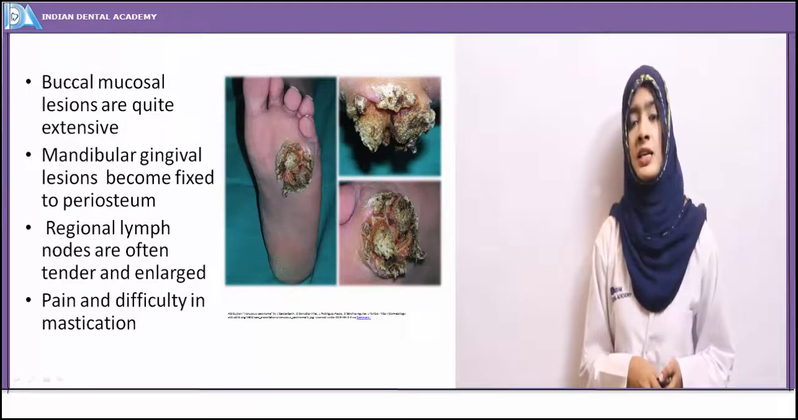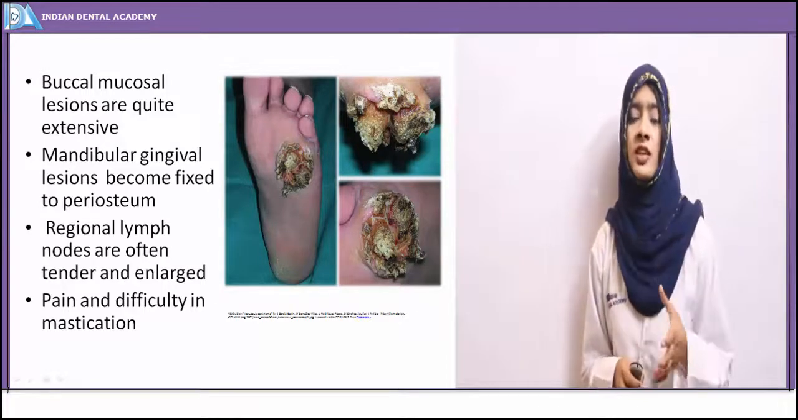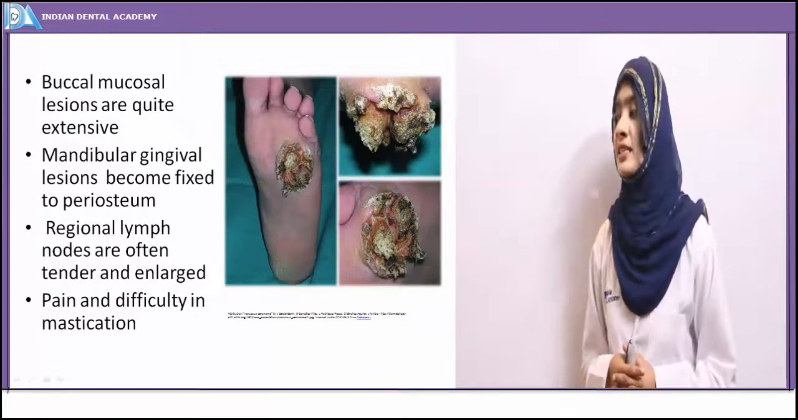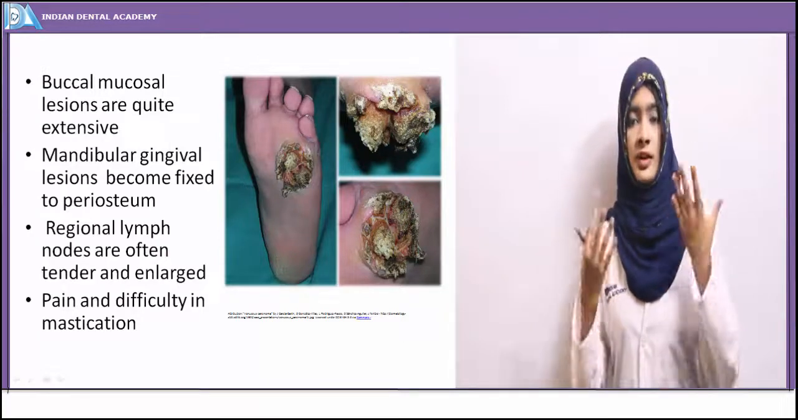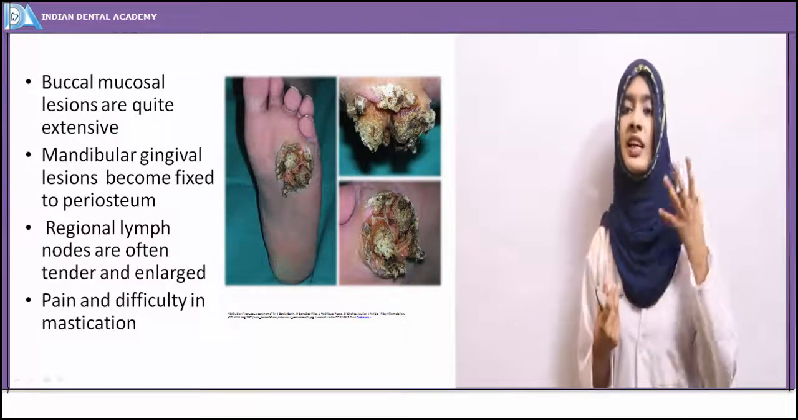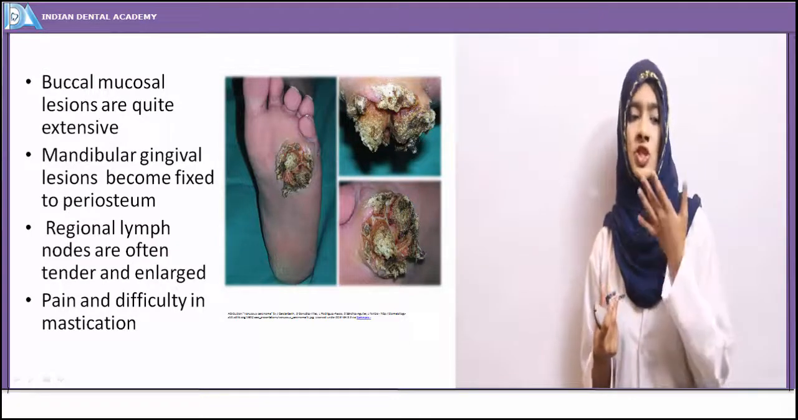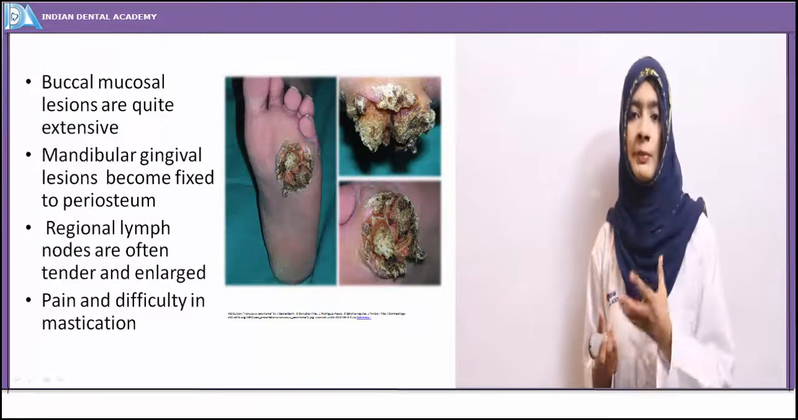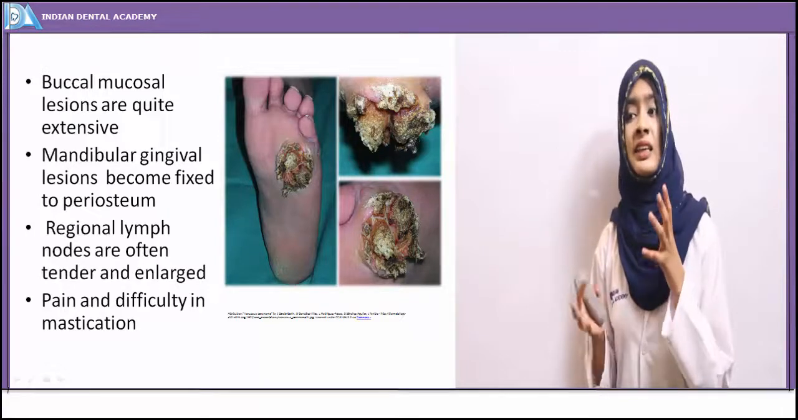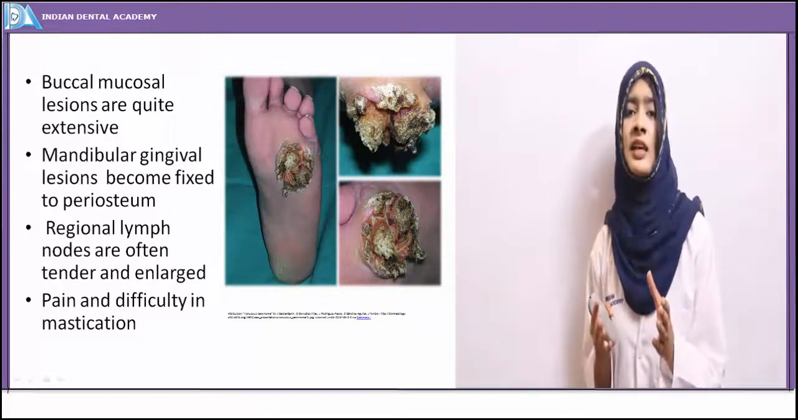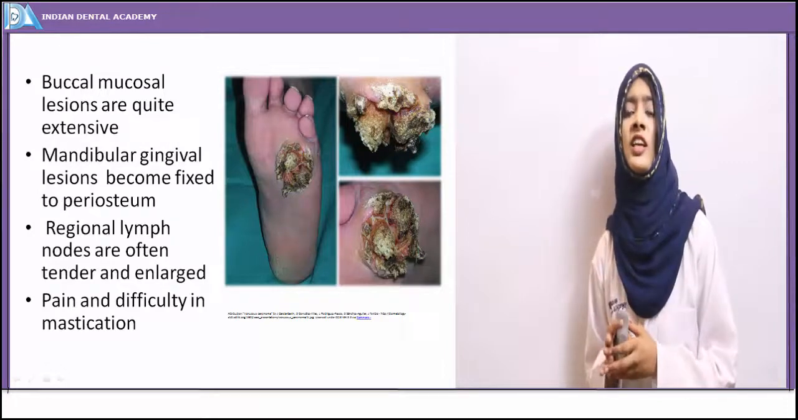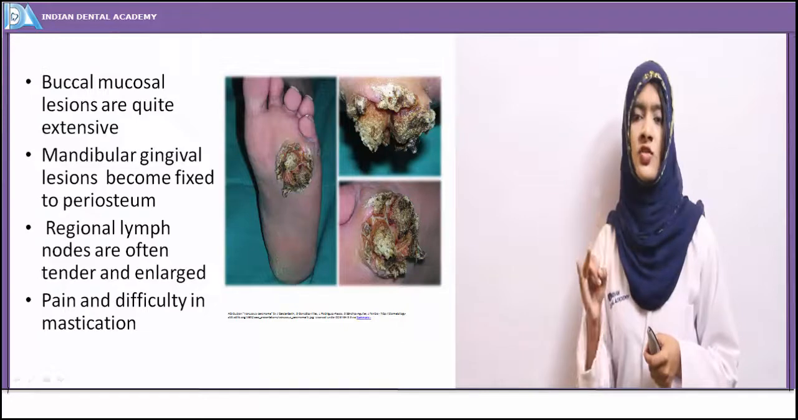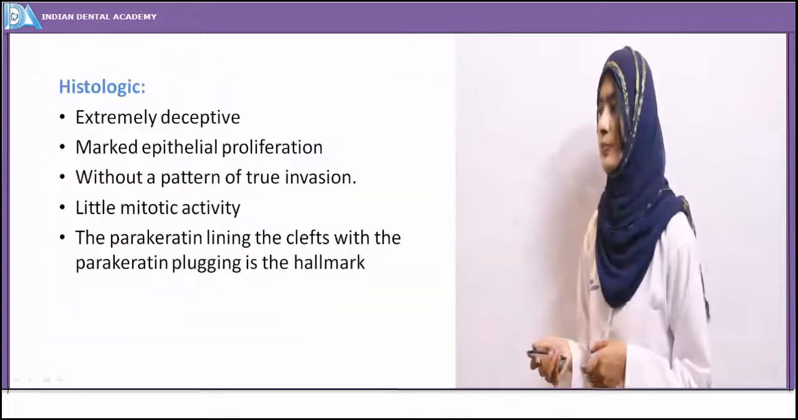Because the mandibular lesions tend to spread and involve the lymph nodes relatively rapidly, regional lymphadenitis is seen. And because of involvement of buccal mucosa, pain and difficulty in mastication will be present, and because of involvement of bone, the extreme features of swelling and pain will be present. The characteristics of any squamous cell carcinoma or a squamous cell carcinoma variant are ulceration and induration of the margins.